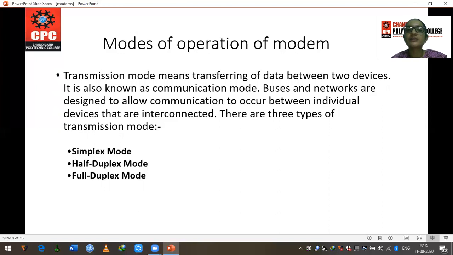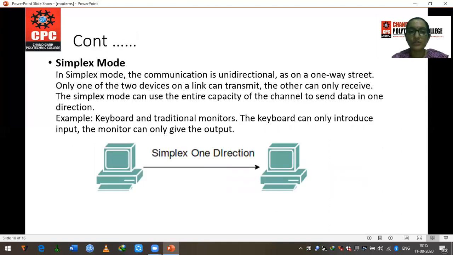There are three types of transmission modes. First one is simplex mode, second is half duplex mode, and third one is full duplex mode. Now let us discuss the simplex mode. In simplex mode, the communication is unidirectional, as on a one-way street. Only one of the two devices can transmit. The other can only receive.